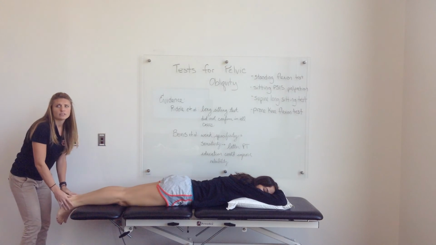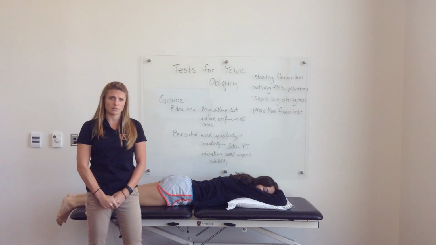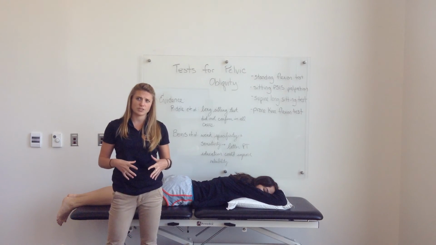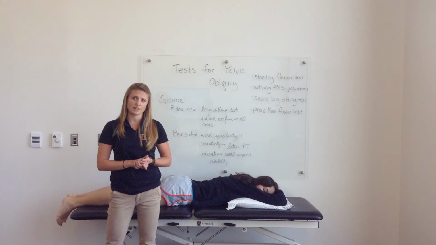For both the supine long sitting test and the prone knee flexion test, the side with the shorter leg that evens out suggests a posterior innominate rotation on that side. But the side with the longer leg that evens out suggests an anterior innominate rotation on that side, but paired with both positive tests for hypomobility.